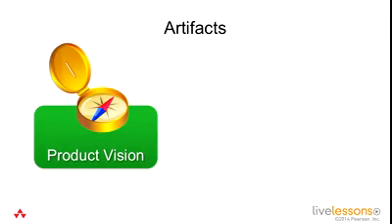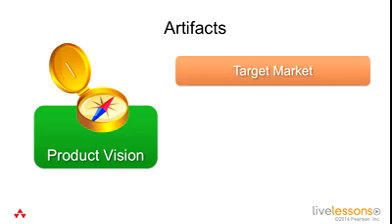Now I'd like to talk about some of the artifacts in Scrum. And the first one I want to talk about is the product vision. It is the compass that sets us on our course for what we're going to deliver. It should talk about the target market. Who are we trying to reach? Who are the people who are actually going to consume this?